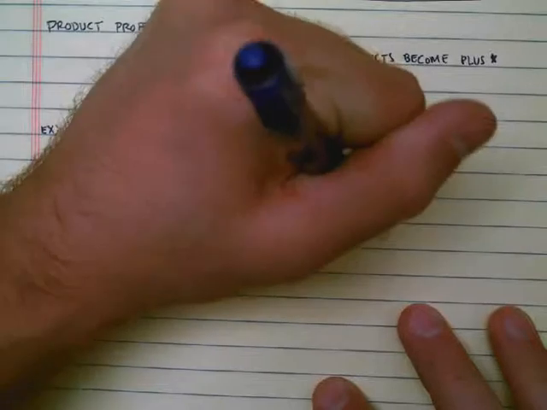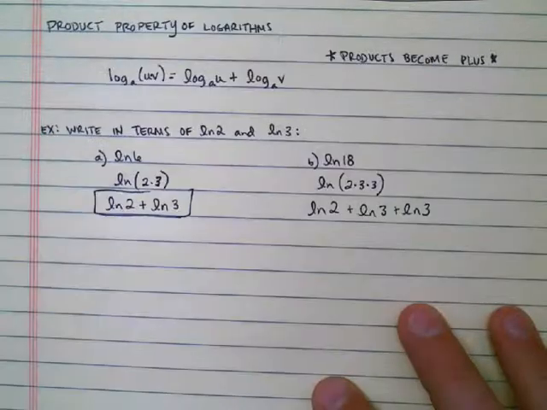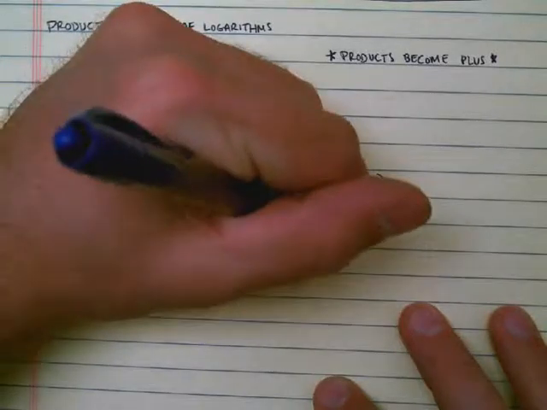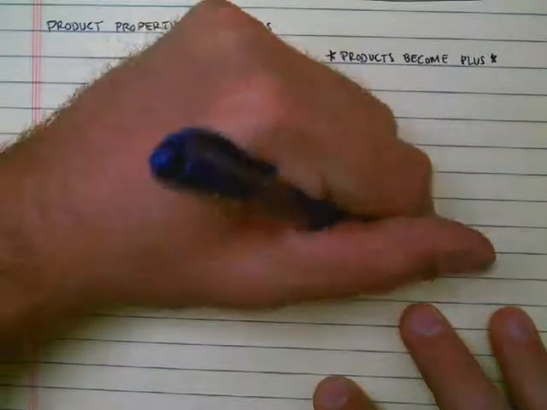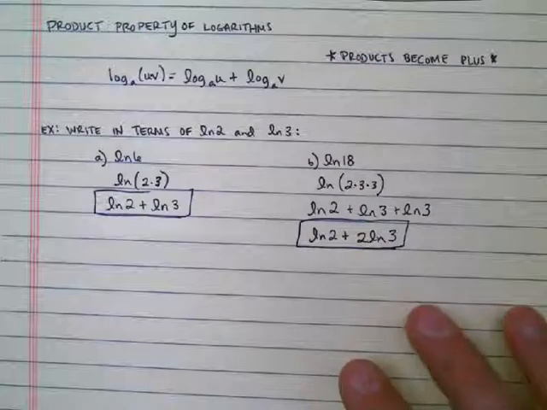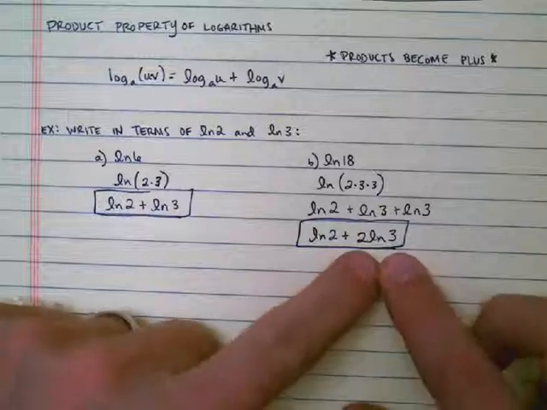I'm going to have the natural log of 2 plus the natural log of 3 plus the natural log of 3 again. And if I want to, I could combine those, and I could say, you know what, that's natural log of 2 plus 2 natural log of 3's. And that would be the simplest form. Now, everything is written in natural log of 2 and natural log of 3.